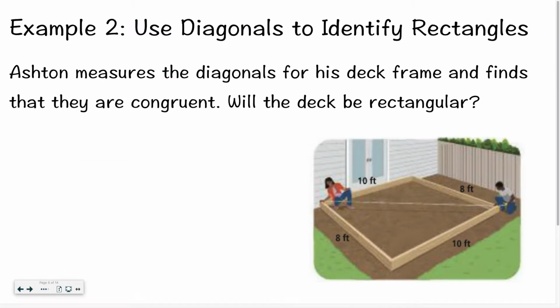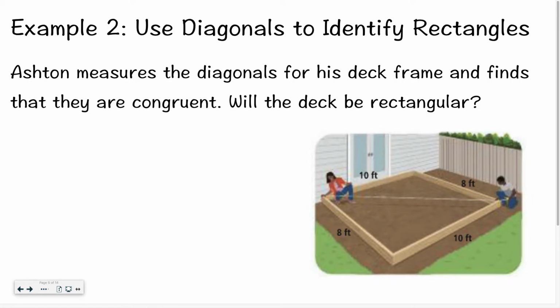Example 2, use diagonals to identify rectangles. Ashton measures the diagonals for his deck frame and finds that they are congruent. Will the deck be rectangular? For this problem, if you look at the picture, first let's figure out, is it a parallelogram? I see that I have one set of 8-foot sides and one set of 10-foot sides. So I have two pairs of congruent sides. That's enough to say that it's a parallelogram.